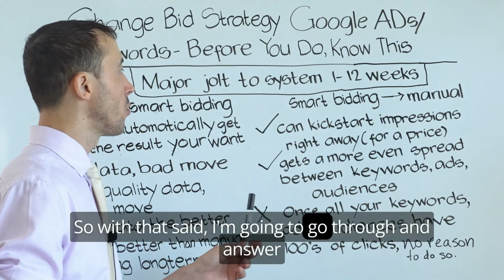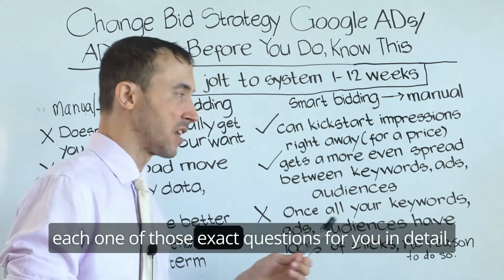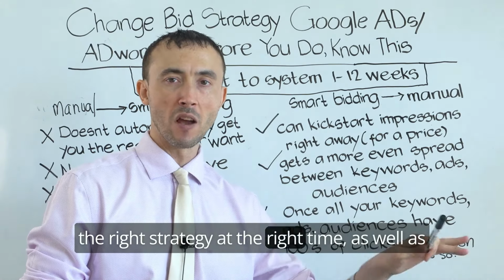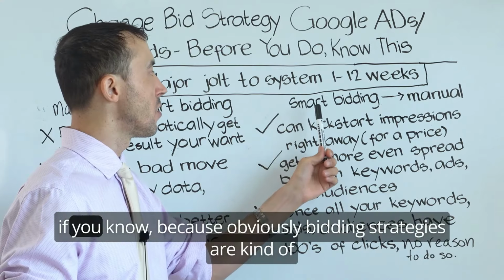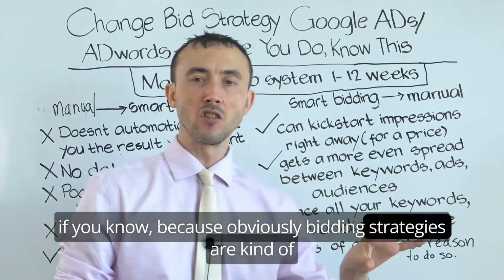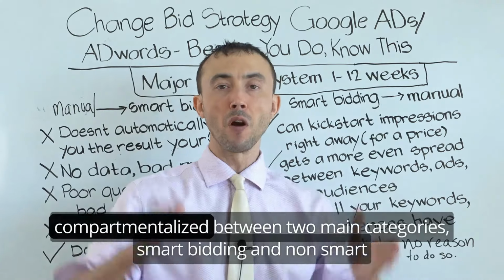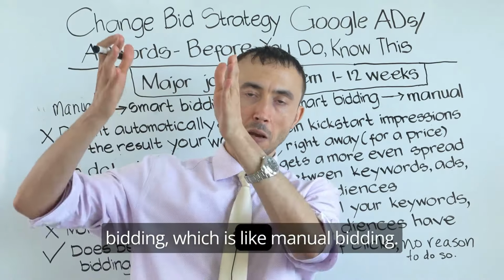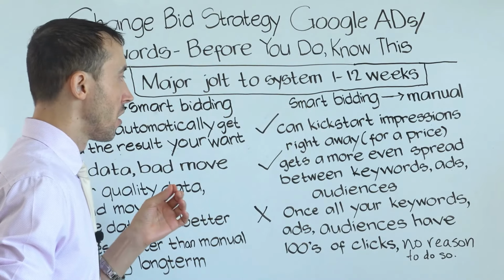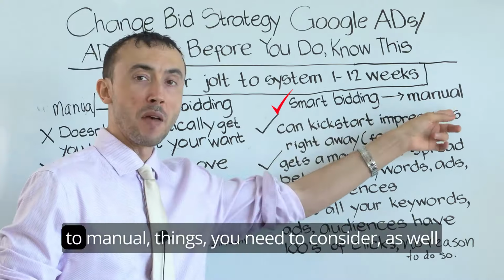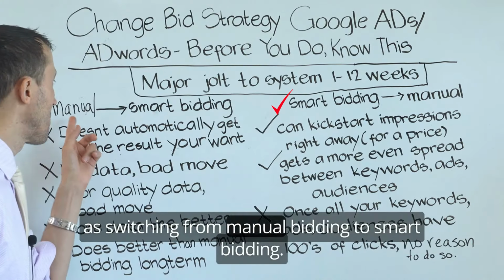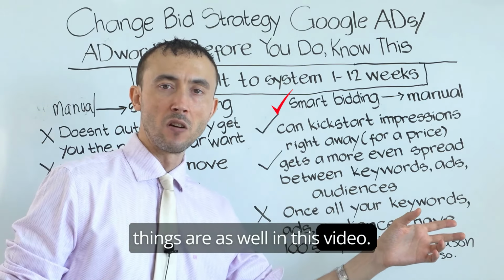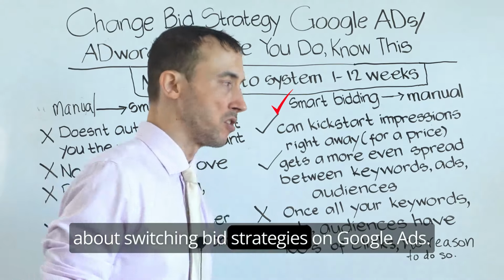So with that said, I'm going to answer each one of those exact questions for you in detail so you understand when is the right time and what is the right strategy at the right time. Bidding strategies are compartmentalized between two main categories, smart bidding and non-smart bidding, which is manual bidding. When you switch from smart bidding to manual, there are things you need to consider, as well as a different list of things when switching from manual bidding to smart bidding. I'll go through what each of these is in this video, so you have everything you need to know about switching bid strategies on Google Ads.